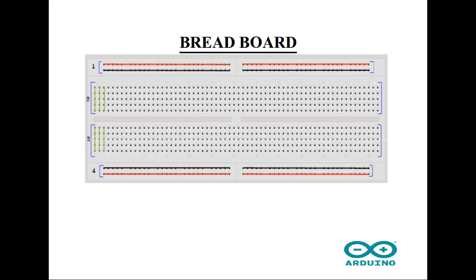Okay, the black color represents ground, but it is not fixed, you can interchange it also. It depends upon your need. So suppose if you connect 5 voltage pins to the bottom line, automatically the bottom line represents your 5 voltage, that is your power rail connection.